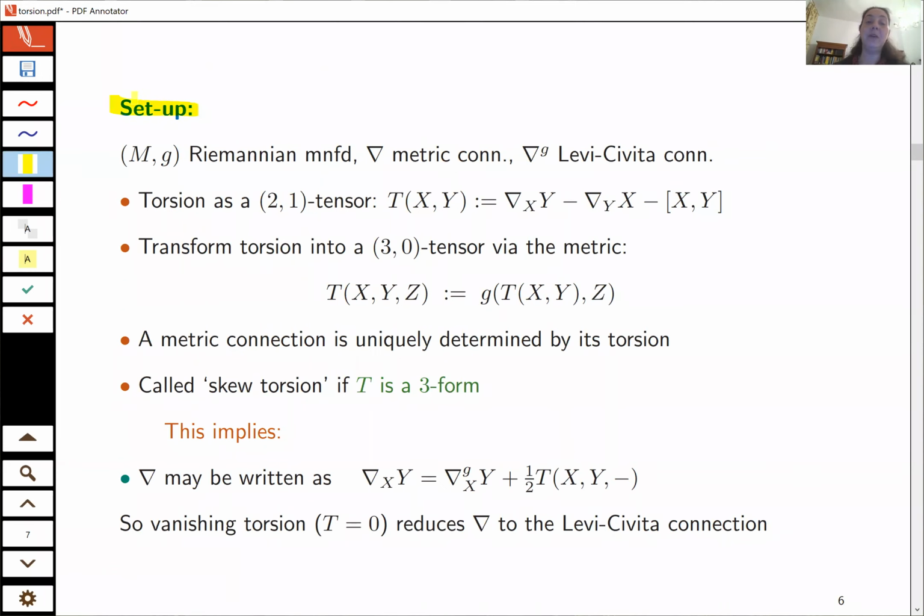Good. So what is the setup we're going to use? We start with a Riemannian manifold, (M, g). And we take a metric connection, just meaning, of course, nabla g is 0. And we denote for reference by nabla^g the Levi-Civita connection. Right. Then torsion is usually viewed as a (2,1) tensor. And this (2,1) tensor is given by nabla_x y minus nabla_y x minus the commutator [x, y].